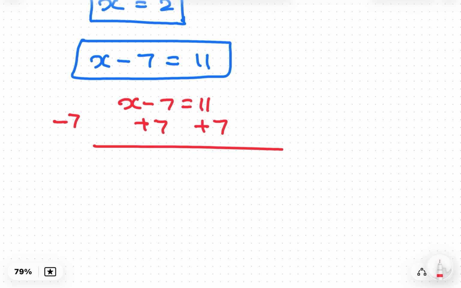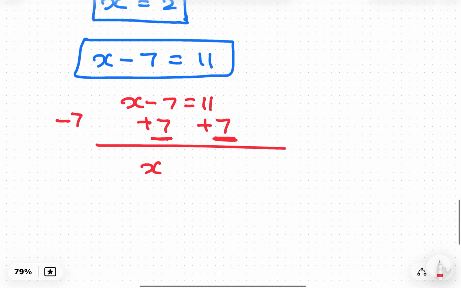So the equation remains equal. If we add a different amount on the other side, if we add 7 here and add 8 here, then it won't remain equal. It will give different amounts. We will not find the exact value of x. So the value of x here is 18.